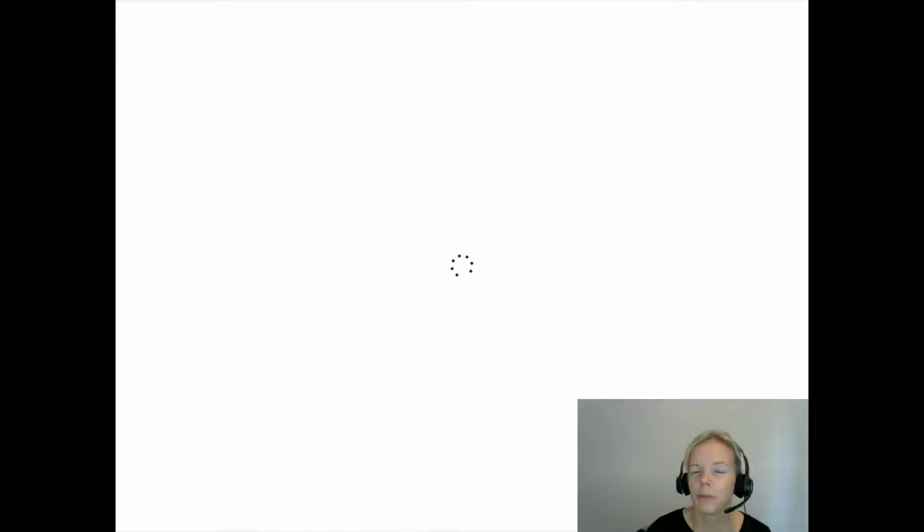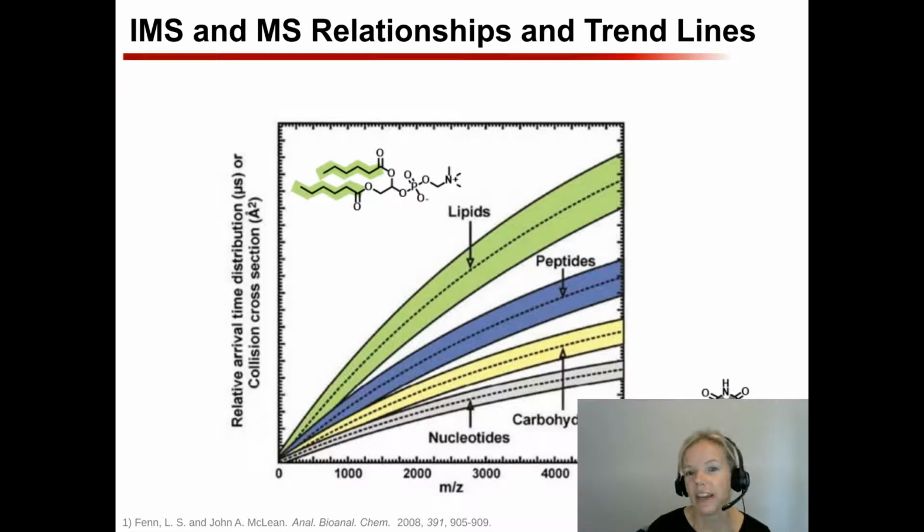The other thing ion mobility is very good for is it's good at showing molecular trend lines or relationships. And this has been shown for years. This is a paper from John McLean's group in Vanderbilt, where in 2008, they showed that using ion mobility, we can get different trend lines if we plot the M over Z of the molecules versus their structure. And we see that lipids have a very high slope, where nucleotides and carbohydrates have a lower slope.